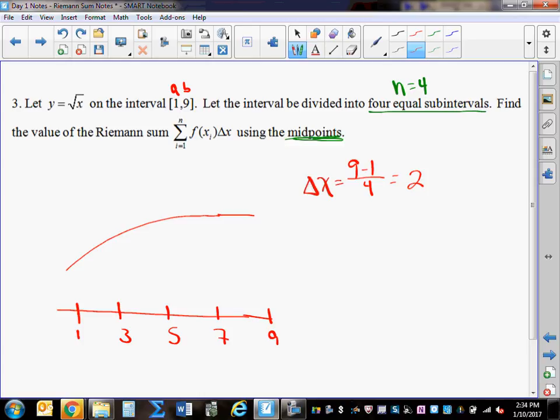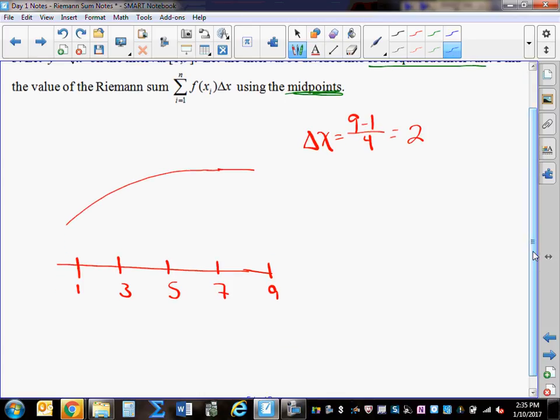Okay. Now we're going to be using the midpoints. So we probably want to know what our midpoints actually are. What is the midpoint between 1 and 3? 2. Okay. Halfway between 3 and 5 is conveniently 4. It's really not that bad. Okay, and then we have 6 is in between, and 8 is in between. This determines our height.